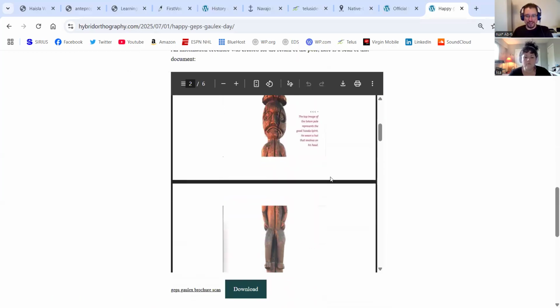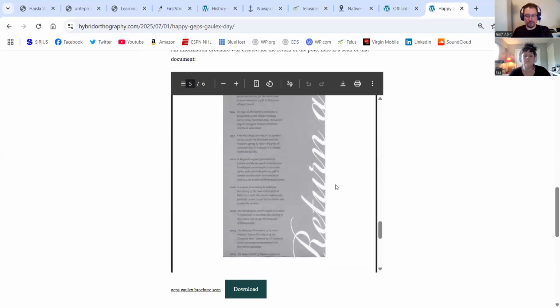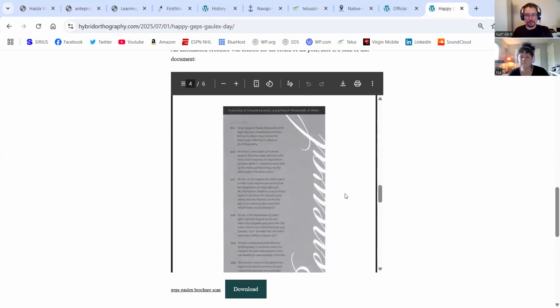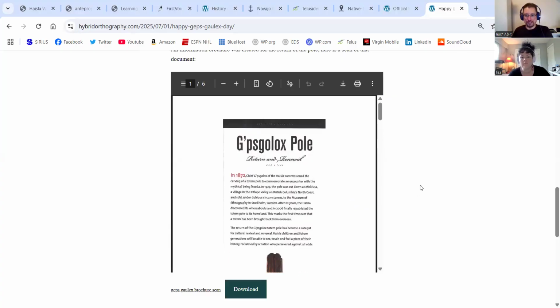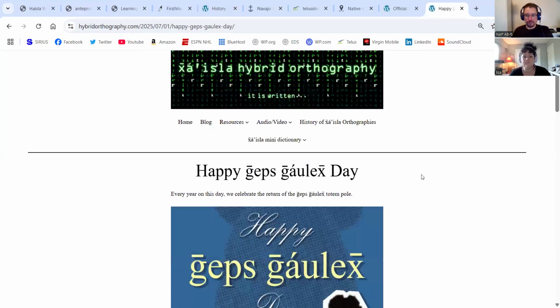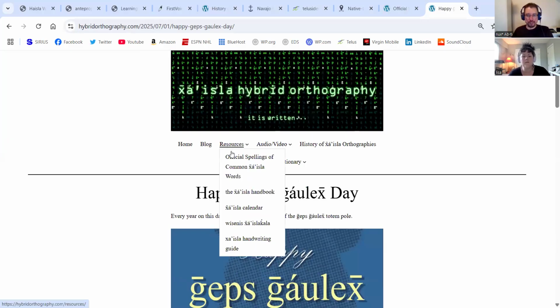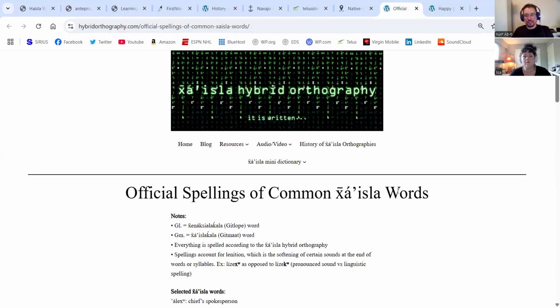So I basically scanned that brochure, and it's here for people to look through, and it goes over the full history of the totem pole and its journey back home. So that's pretty cool. So that's the blog. I've got resources set up here. I'll actually go to a different screen, a different tab.